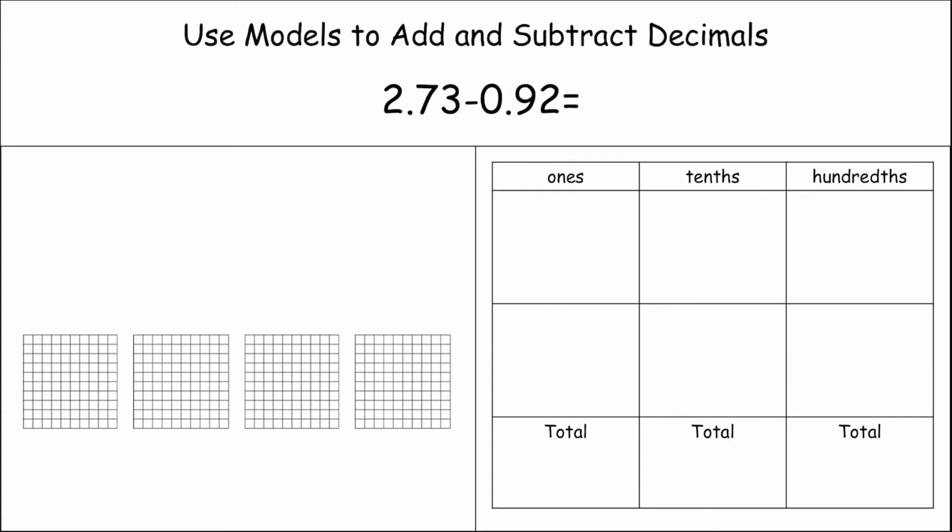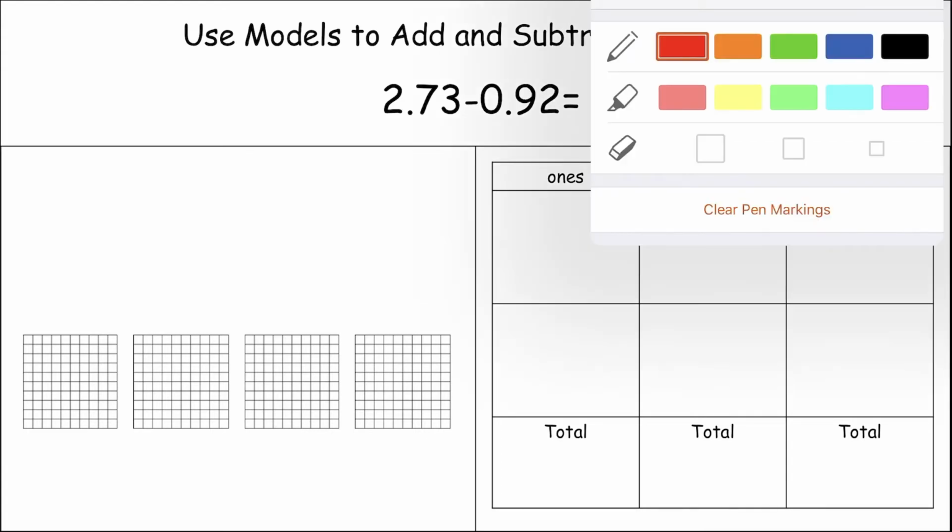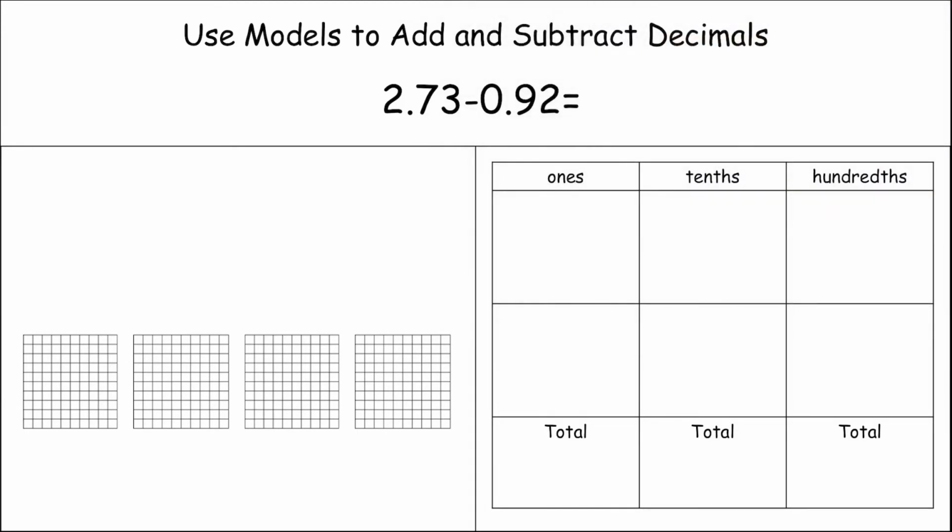Now we're going to do subtraction. So I am going to show you with the model. So I start with 2 and 73 hundredths. I'm going to shade it in. 2 wholes, because that's telling us 2 wholes. I shade in 2 wholes.